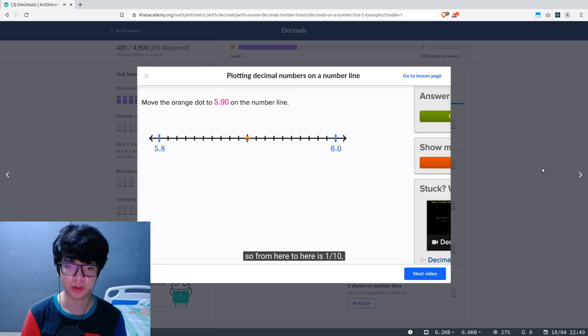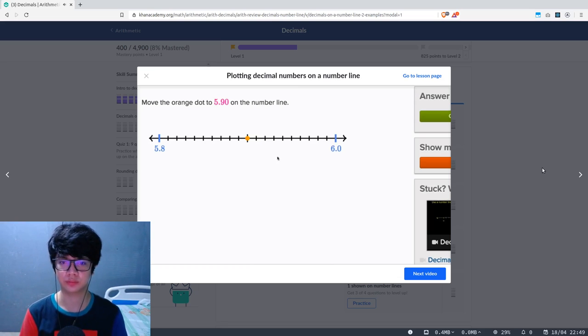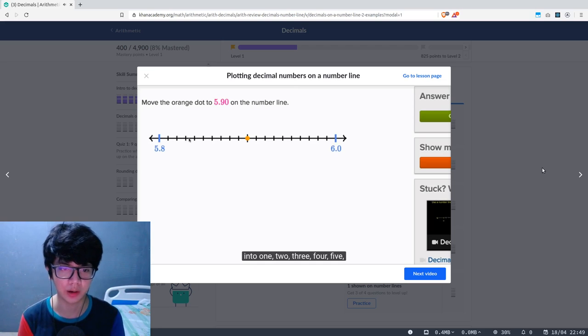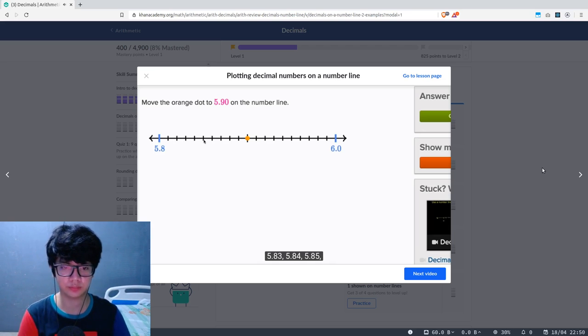So from here to here is a tenth, and then from here to here is another tenth. And then they've divided each tenth into 1, 2, 3, 4, 5, 6, 7, 8, 9, 10 sections. So each of these represents a tenth of a tenth, or a hundredth. So for example, this would be 5.81, 5.82, 5.83, 5.84, 5.85, 5.86, 5.87, 5.88, 5.89, 5.90. So either way, I think we got it.